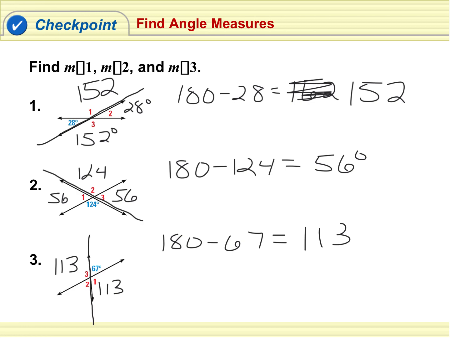What's the measure of angle 2? Yes, 67. There we go. Nice job. Do we have any questions over these? No, all 3 of those.